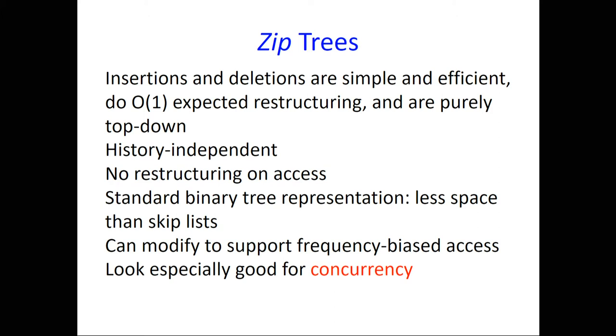quite hot these days. So it looks like zip trees are a good candidate for a non-blocking concurrent version of search trees. And I'm optimistic that one can prove nice complexity bounds as well as get a simple, correct algorithm.